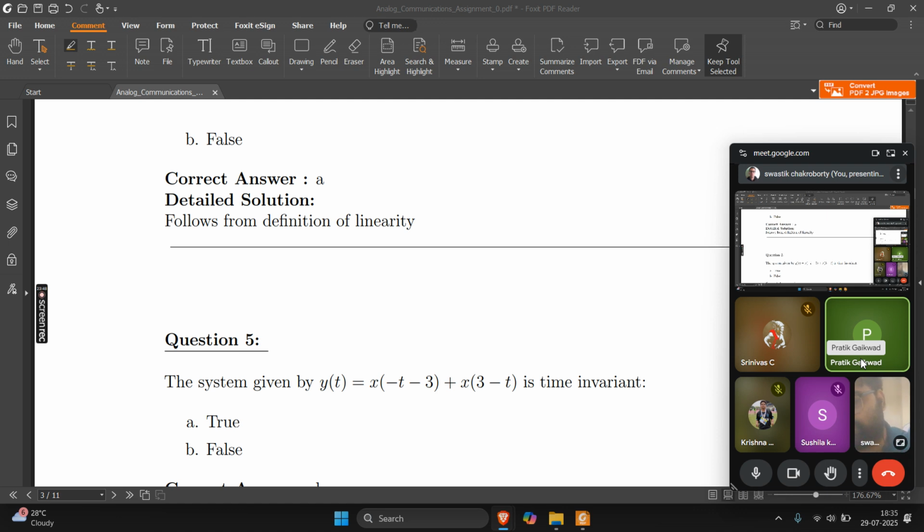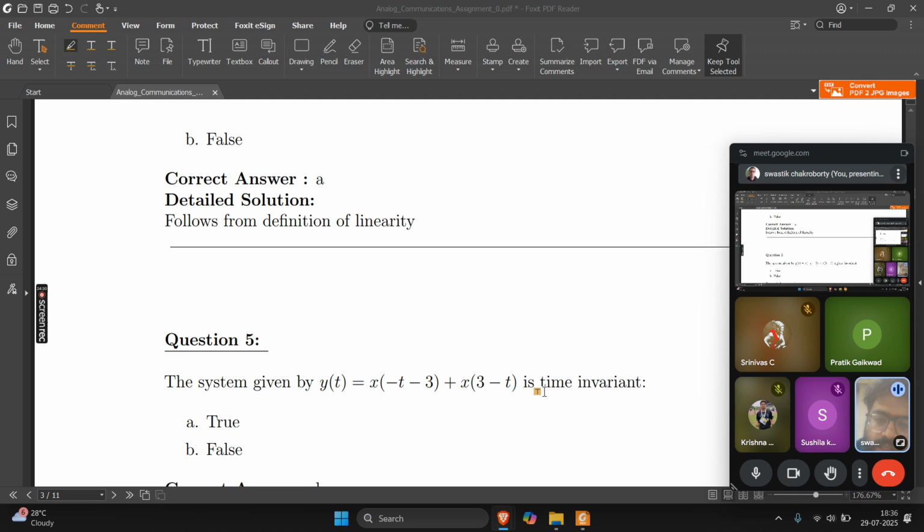The answer for 5 is true or false? True. Okay. So why is it true? Because the input is x of t minus t naught, and then we get y1 of t. First, x of minus t minus t naught.